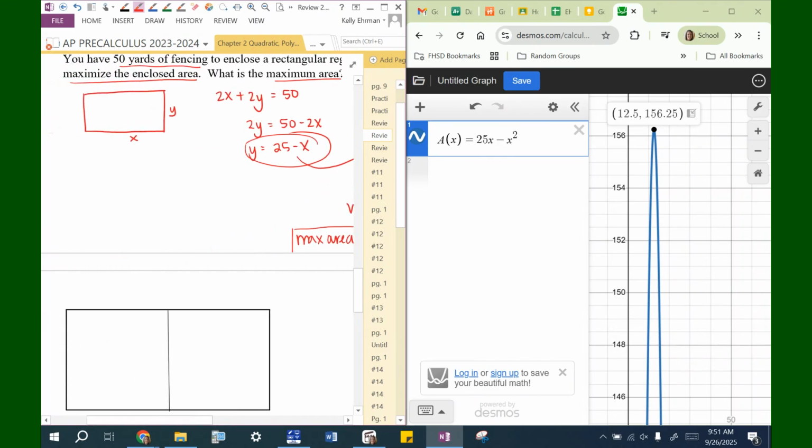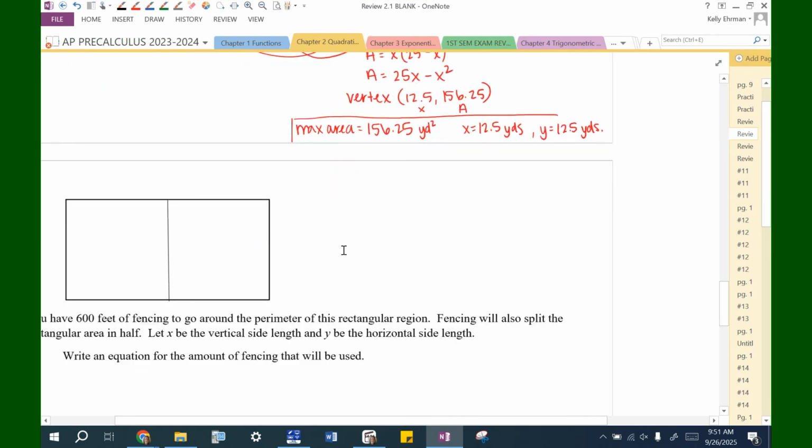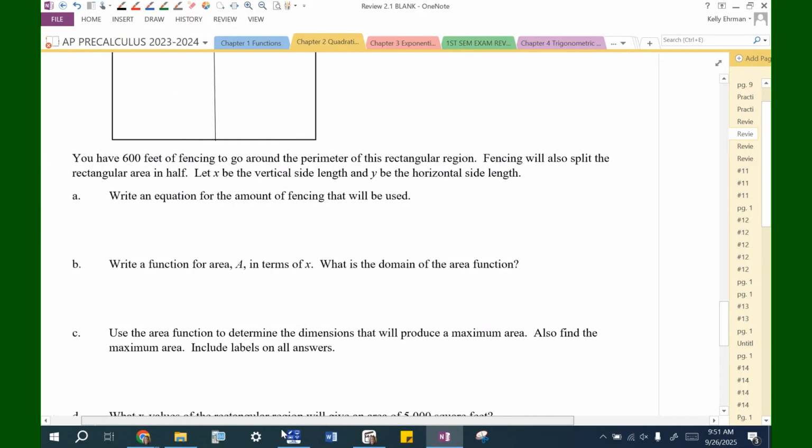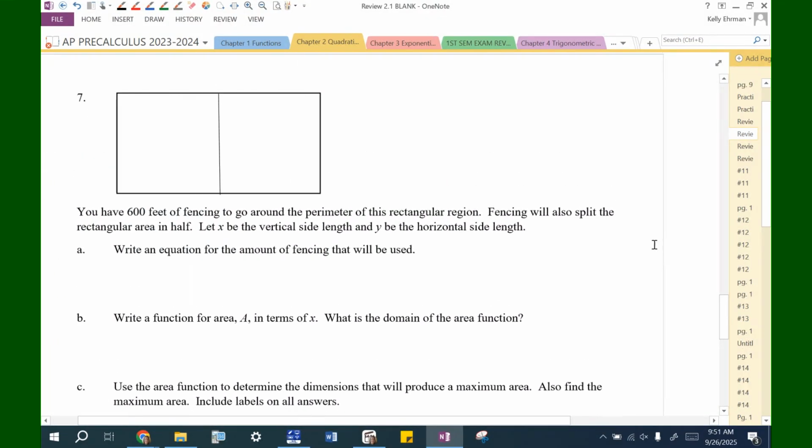Speaking of fencing down the middle, let's take a look at the next problem. You have 600 feet of fencing to go around the perimeter of this rectangular region. Fencing will also split the rectangular area in half. So not only do we have fencing here, but we have it here and here. And I'm going to make x like this little half dimension here.